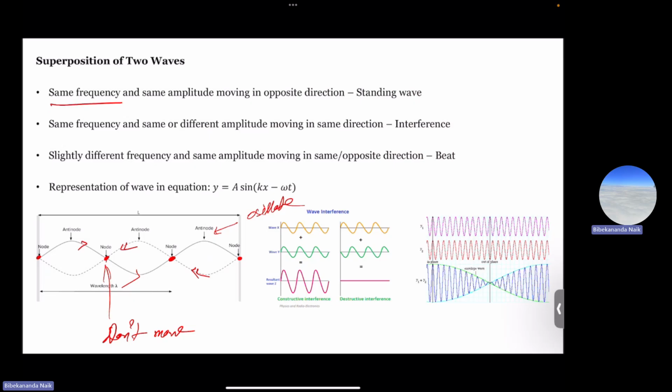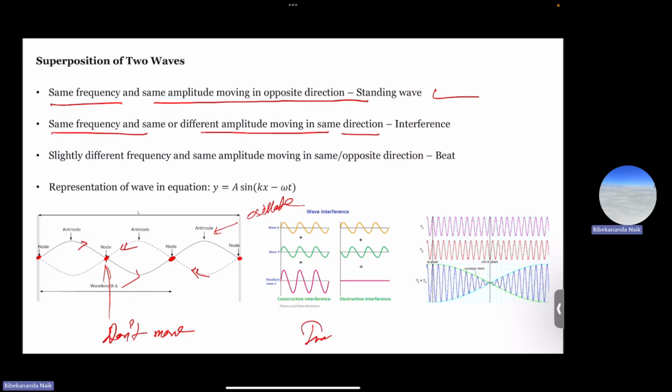So same frequency and same amplitude waves moving in opposite directions form a standing wave. Then how does interference occur? Same frequency and same or different amplitude waves moving along the same direction. When they move along the same direction, this is called interference. This is an example of interference.